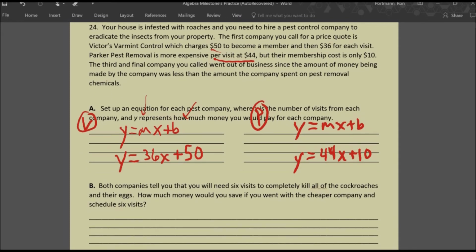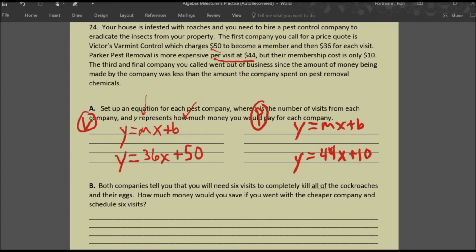So we're going to see how much cheaper it would be if we went with either company. We want to see which one's the cheapest, and we want to know by how much. So if one company is 50 and the other company is 40, you'd say, okay, this company is cheaper by $10. This would be the better company to go with at 6 visits.